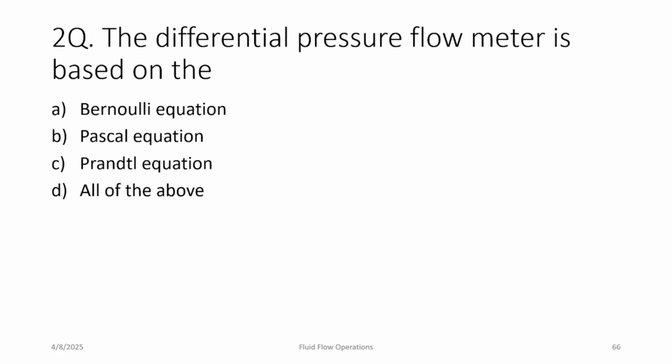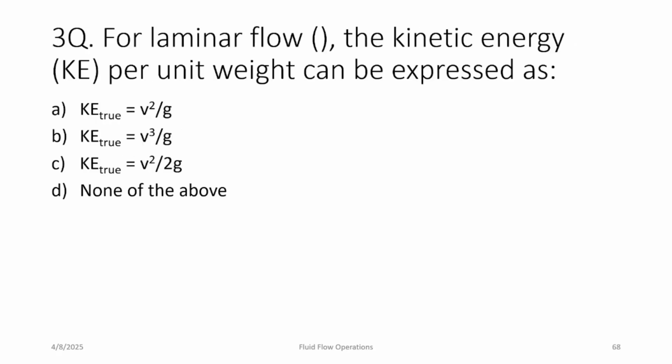So all these parameters will be affecting the flow rate in a closed channel, right? So the differential pressure flow meter is based on Bernoulli's equation, Pascal's equation, Prandtl equation, or all the above. So the differential pressure flow meter is based on Bernoulli's equation. Okay, option A. So coming to the third question, for a laminar flow, alpha will be equal to 2.